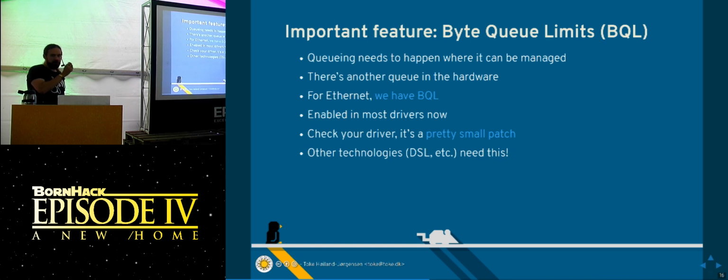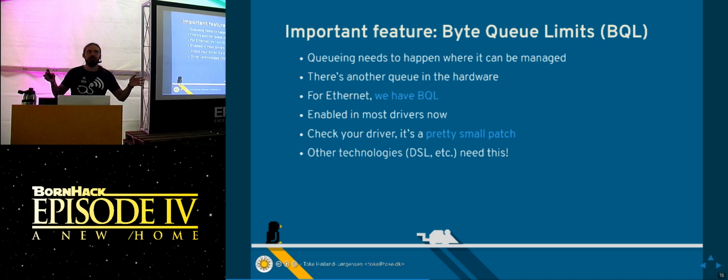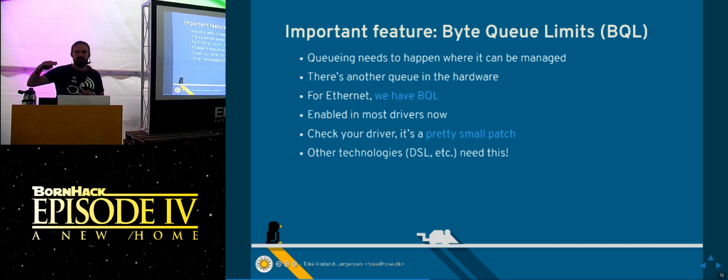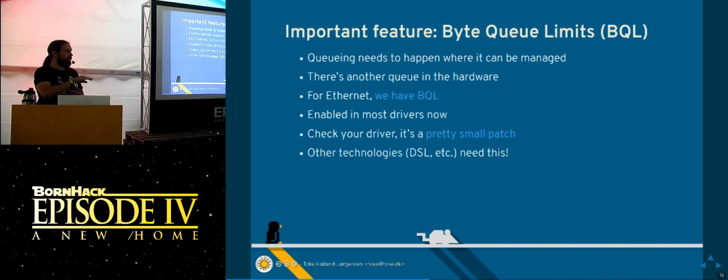But the reason I said that traffic shaping is important is because we have this feature called byte queue limits. So unfortunately, the Linux kernel is a complex beast, as are all systems, and there will be queues at different layers. So we have the qdisc layer, which is where we can install all the smart handling, which is nice.